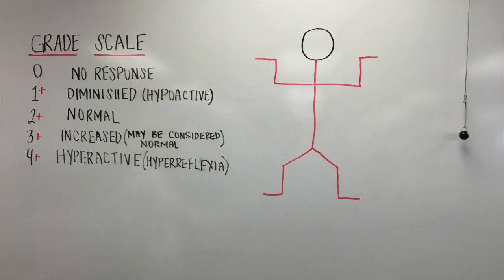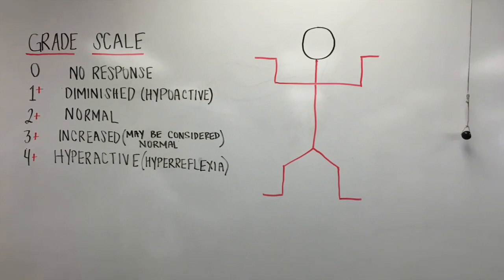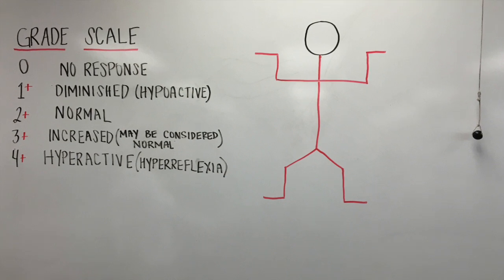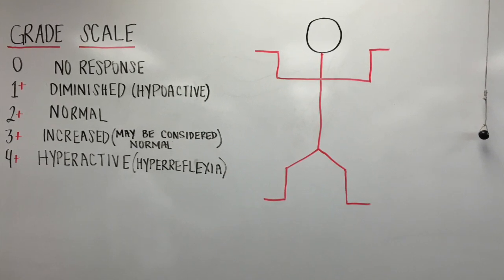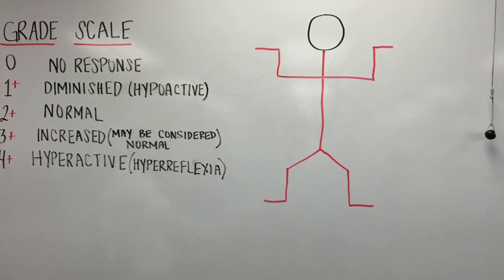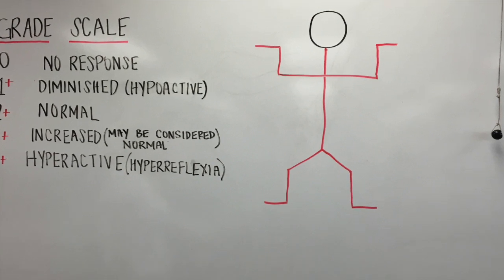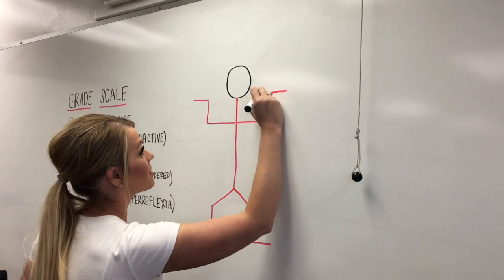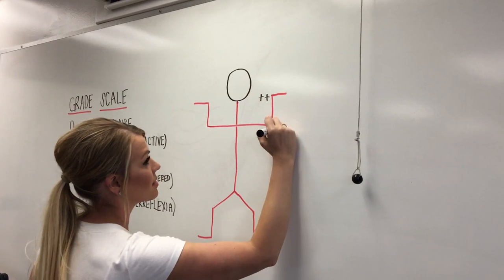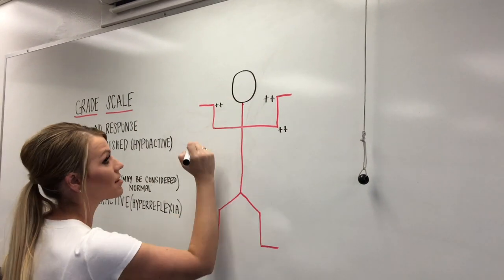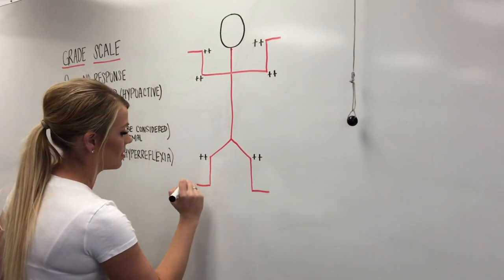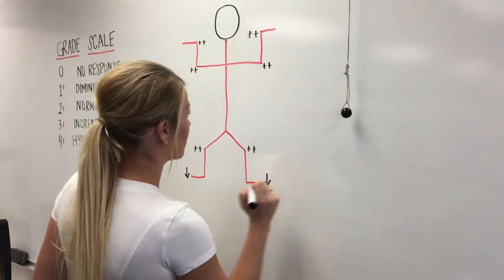When documenting, deep tendon reflexes are graded on a scale of 0 to 4, 0 being no response, 1 being diminished or hypoactive, 2 being normal, 3 being increased but may also be interpreted as normal, and 4 being hyperactive, also referred to as hyperreflexia. These deep tendon responses and plantar reflexes are commonly recorded on stick figures. For the plantar response, normal would be represented by a down arrow and upward if the response is abnormal.